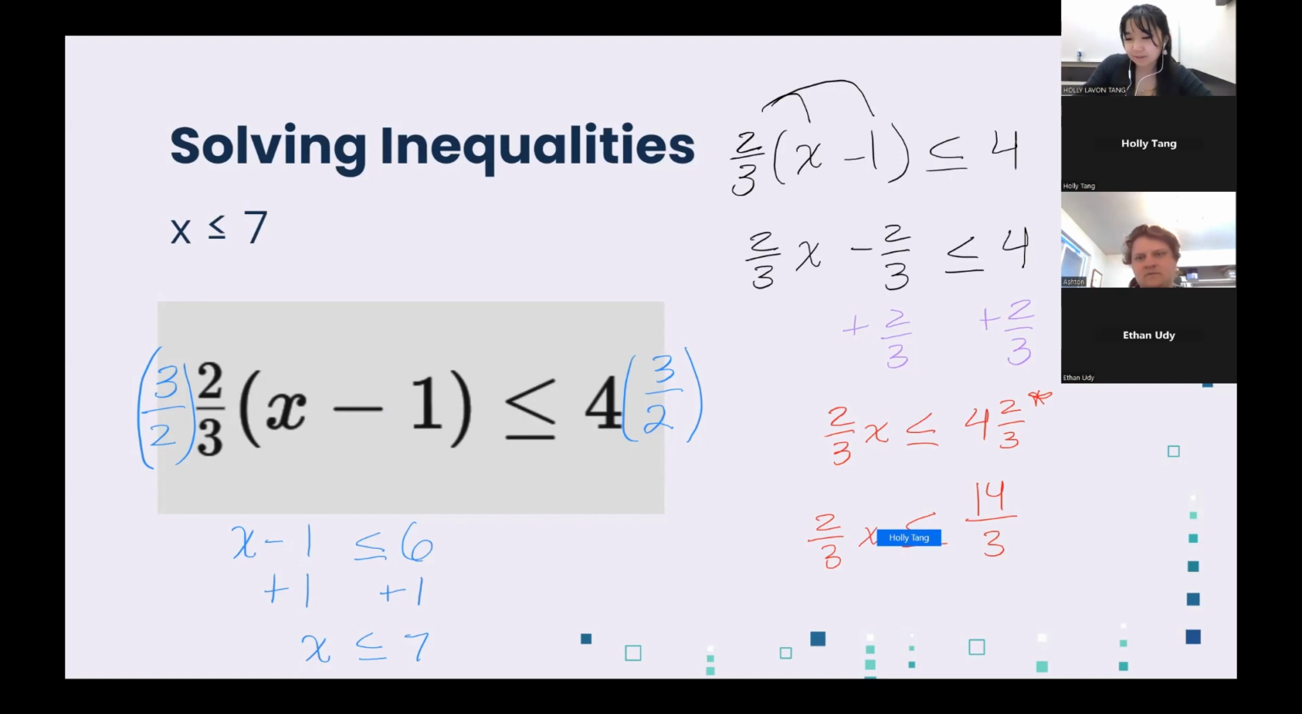And then now you multiply by the reciprocal, right? So we do that first step again: 3 over 2, 3 over 2. So what do we get?